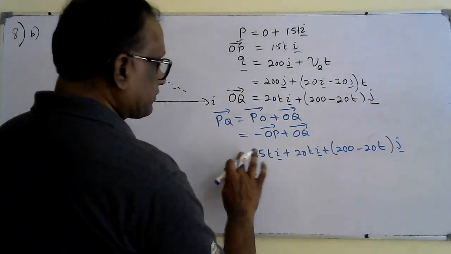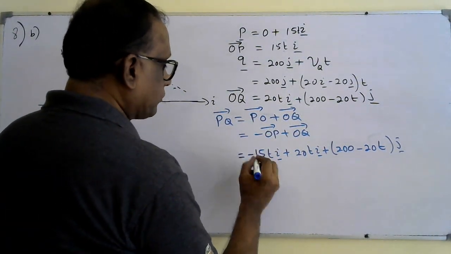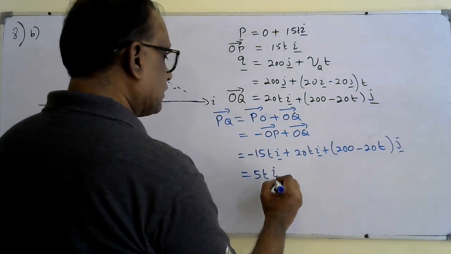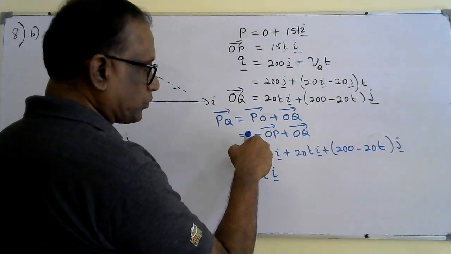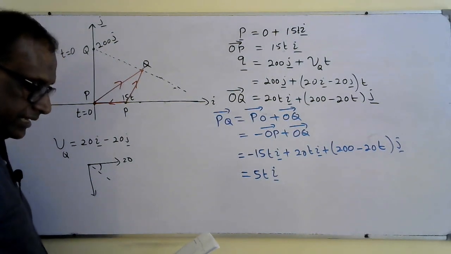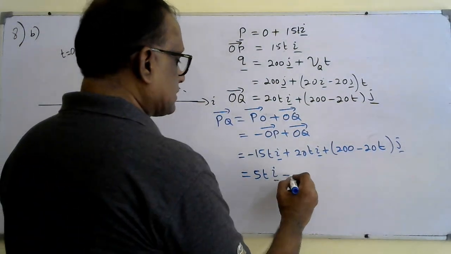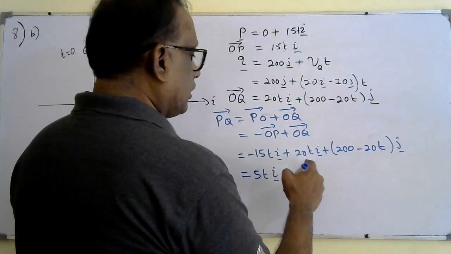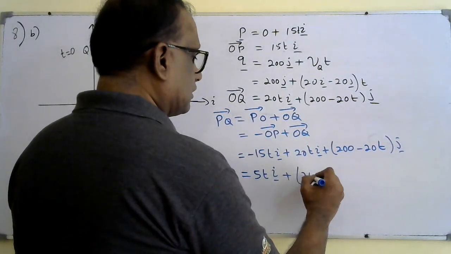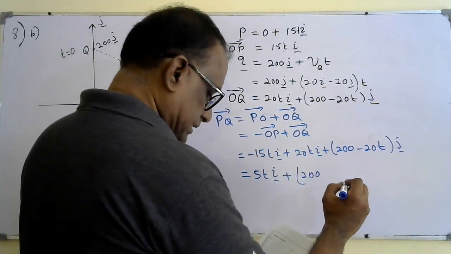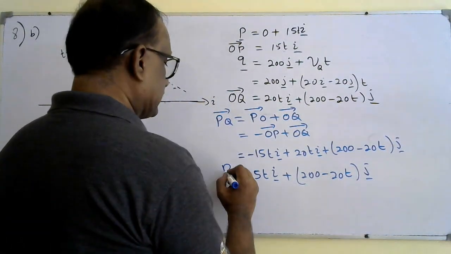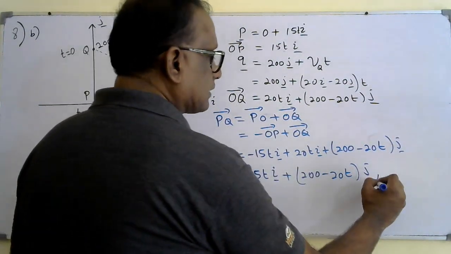There's a mistake. Minus OP means minus 15ti, right? So it's going to be 5ti, because minus OP is minus 15ti. So 20ti minus 15ti is 5ti, plus (200 minus 20t)j. This is what they asked us to show. Yes, we got that. Right.